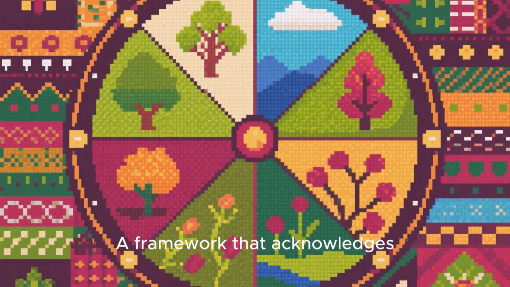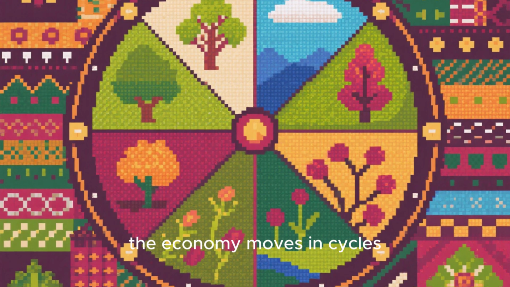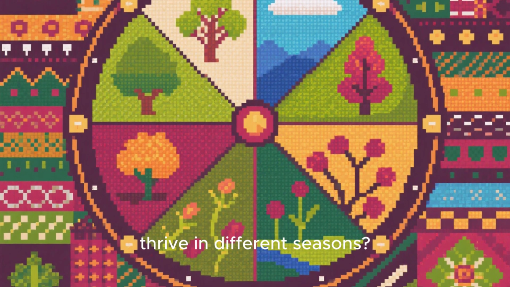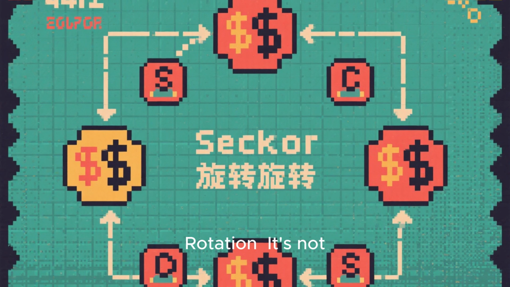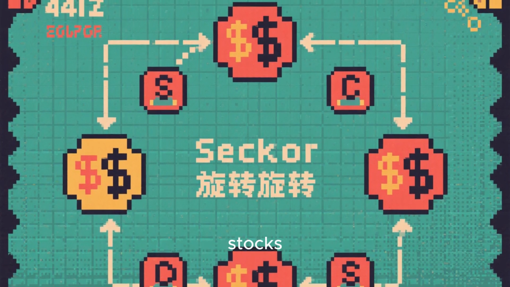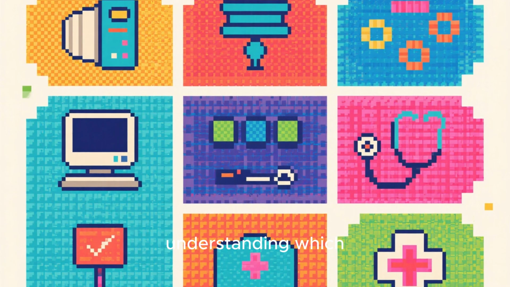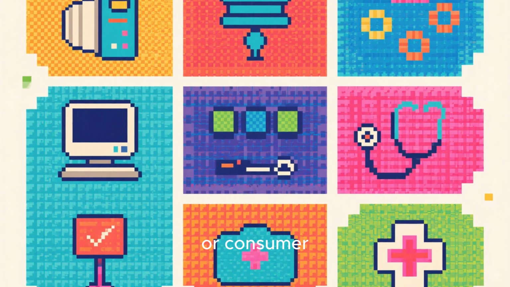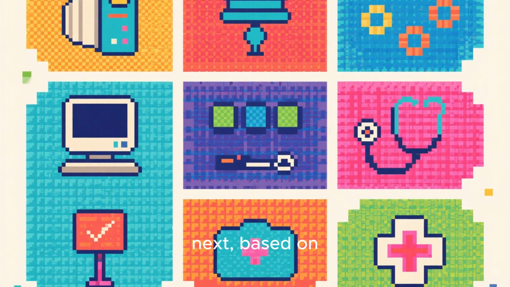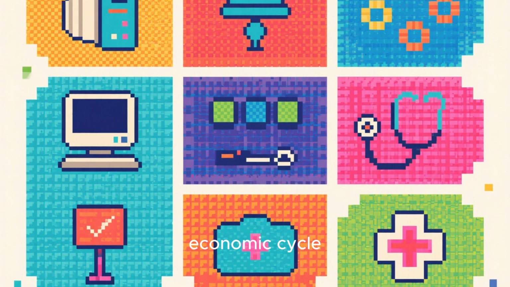A framework that acknowledges the economy moves in cycles and different parts of the stock market thrive in different seasons. This is the core idea behind sector rotation. It's not about picking individual winning stocks. It's about understanding which groups of stocks, like technology, healthcare, energy, or consumer staples, are likely to lead the market next, based on where we are in the economic cycle.